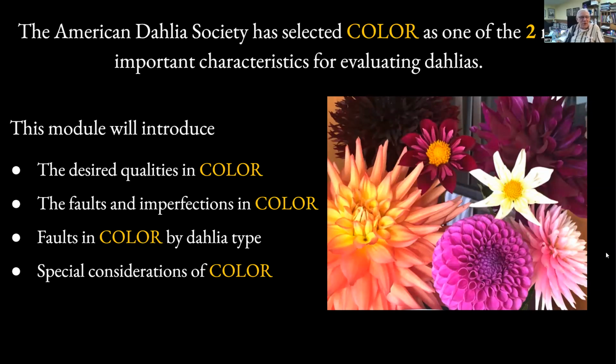Okay, so what are we going to do here? We're going to look at the desired qualities in color, as well as the faults and imperfections, and then faults by color, by dahlia type, like blends and so forth. And then some special considerations. All right.